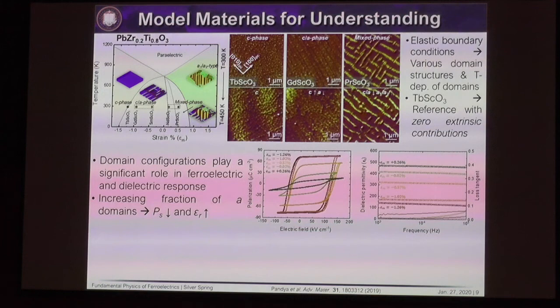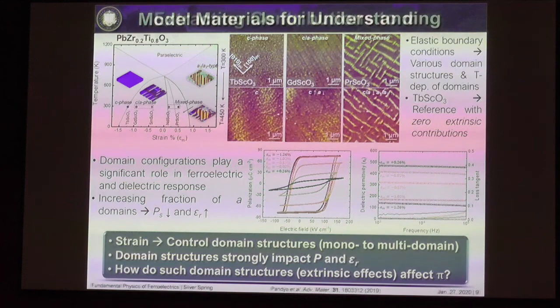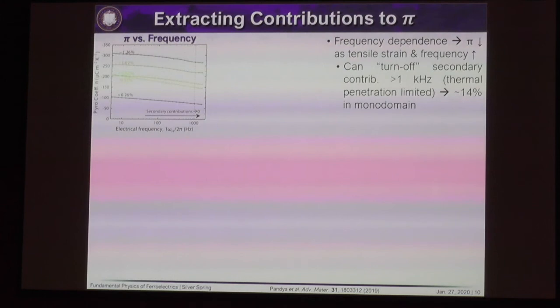So we use strain to control the domain structures. We can go from monodomain to these complex multi-domain structures. The domain structures strongly impact properties like polarization and dielectric response. How do they affect pyroelectric response in these materials? And in particular, what are the domain wall structures, the domain structures contributing? So to extract these sorts of things, we do a couple of tricks.